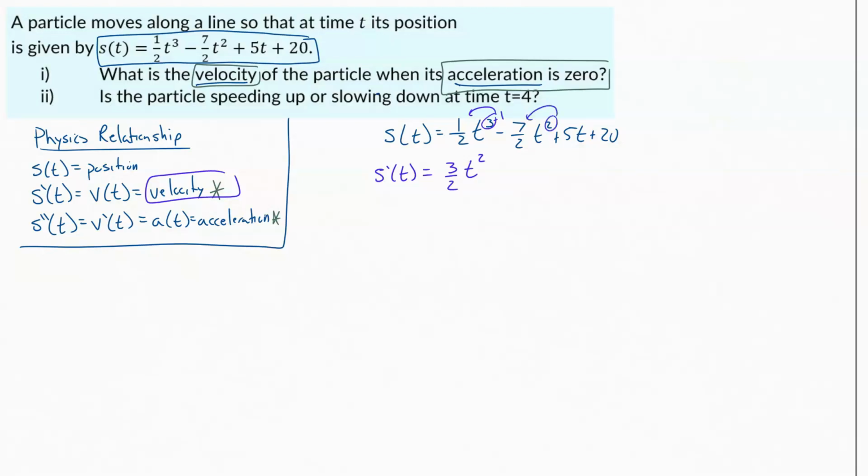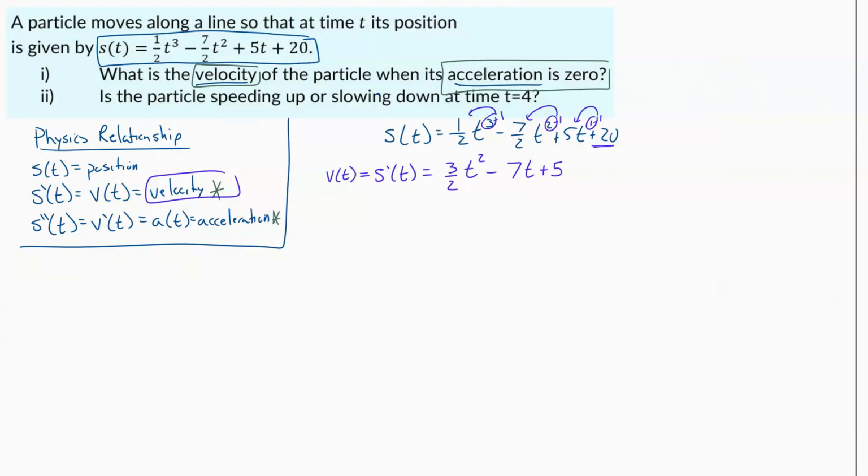Doing it again here, bring the power down, 2 times negative 7/2, the 2's cancel, we get negative 7t, subtract 1 from the power gets us t to the first. We got that unwritten 1 on that t. We bring that 1 down, multiply it by 5, and that gets us 5. Subtracting 1 from the power gets us t to the 0. Anything to the 0 power is 1, so 5 times 1. And then the derivative of 20 is a constant. That's always going to be 0. So we now have our velocity equation.